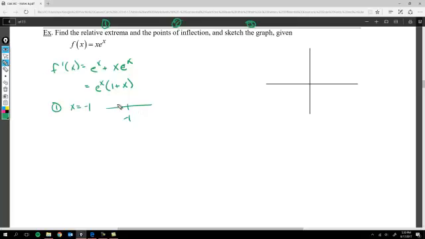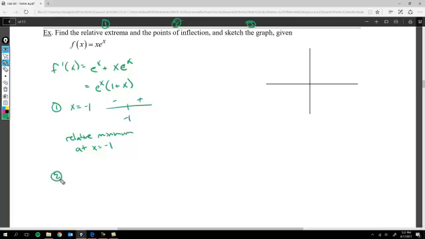And let's test. Well, any number smaller than -1 is going to be negative. So that's kind of obvious. Any number bigger than -1 is going to be positive, because again, any number you plug in here is going to be positive. So I'm really only testing this. So I see that I have a relative minimum at x equals -1.